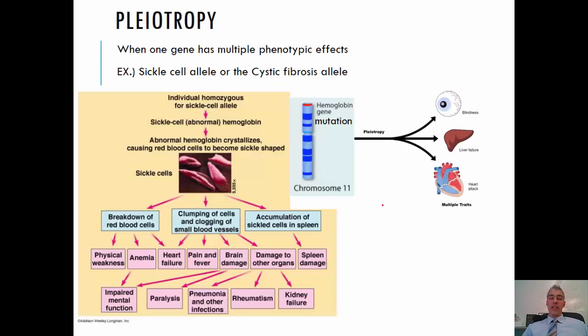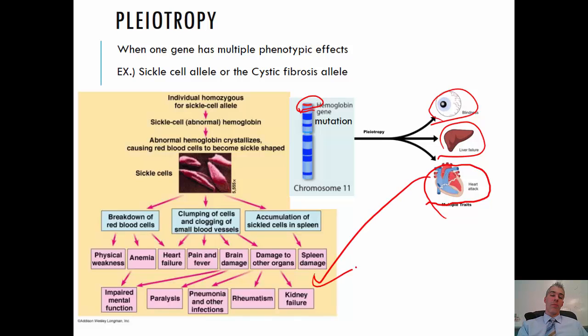Pleiotropy is this idea that one gene actually has multiple phenotypic effects. So it's not just one trait that gene causes. It causes lots of different traits that sometimes are seemingly unrelated. Good examples of these are disease alleles that cause lots of problems within people, like sickle cell anemia, for example, which the normal hemoglobin gene is found right here on chromosome number 11. And if you have a mutated version of that, it can cause blindness, it can cause liver failure, it can cause lots of problems with the heart. And here it kind of shows all of these things as well: paralysis, impaired mental function, all because you have a hemoglobin gene that doesn't quite function properly.